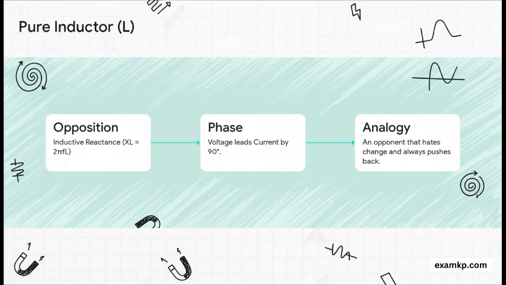It holds the current back, which lets the voltage get ahead. So with an inductor, the voltage wave hits its peak 90 degrees before the current wave. In this case, the voltage leads the current.